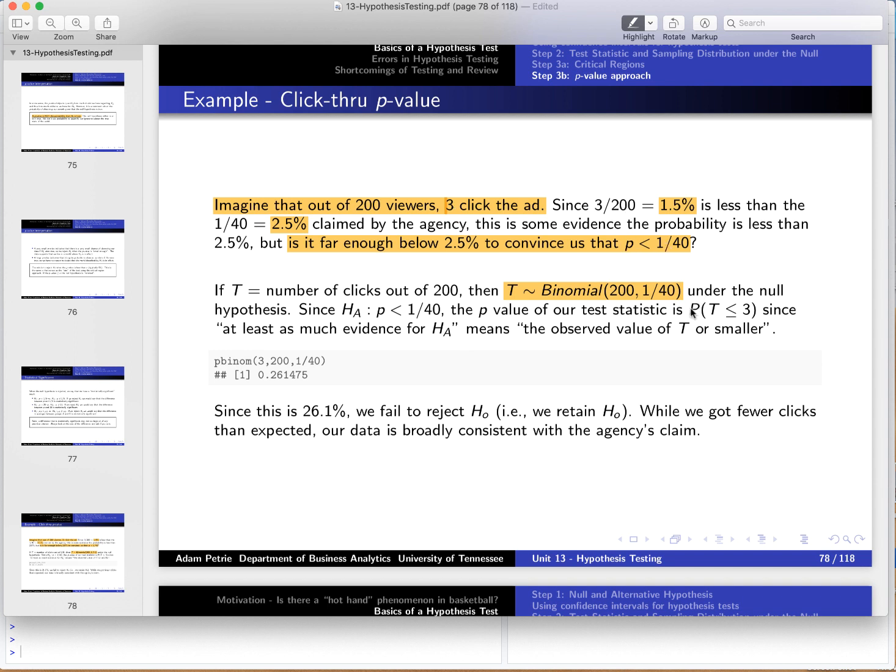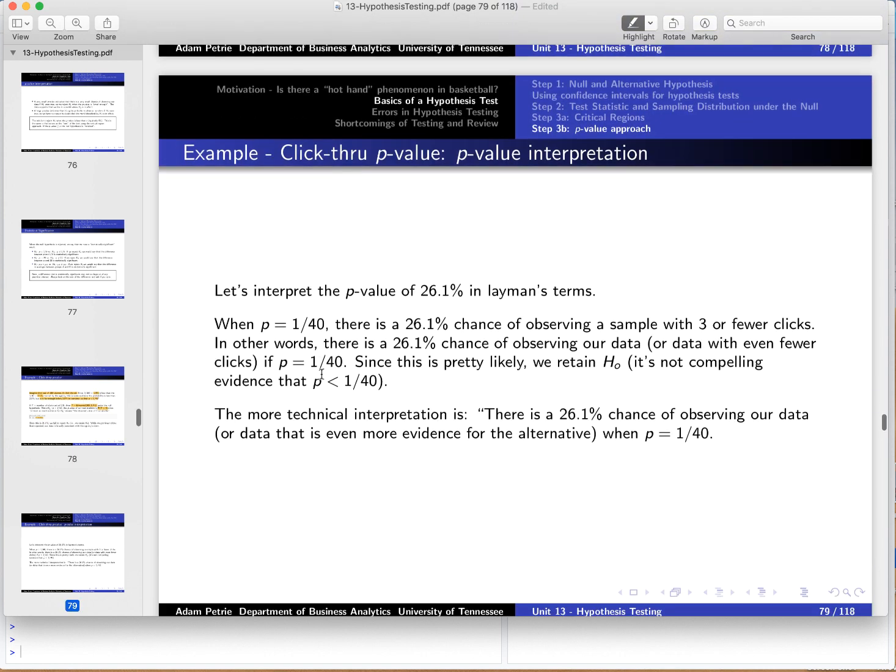So that p-value would be the probability of observing a value of 3 or something smaller from this binomial distribution. We'll simply ask pbinom what that value is, and we get a p-value of 26.1%. So what does this tell us? Well, let's do the interpretation. What does this p-value of 26.1% mean in layman's terms?